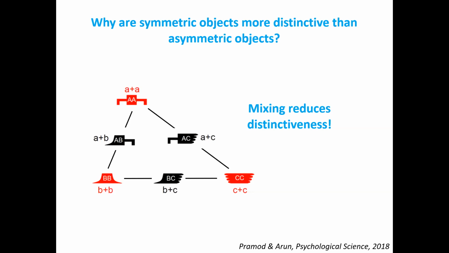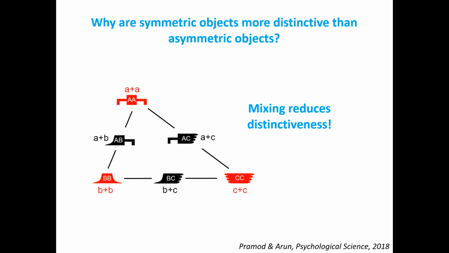If you mix 2 greens, it remains green. If you mix 2 blues, it remains blue. But if you mix red and green, green and blue and yellow and so on, you start getting very, very similar colors. And that's really what's happening with asymmetric objects and symmetric objects. Okay, so that's a basic property difference between symmetric objects and asymmetric objects.